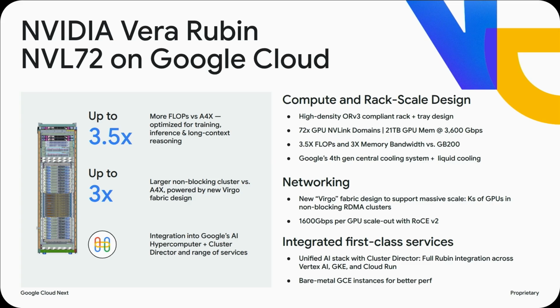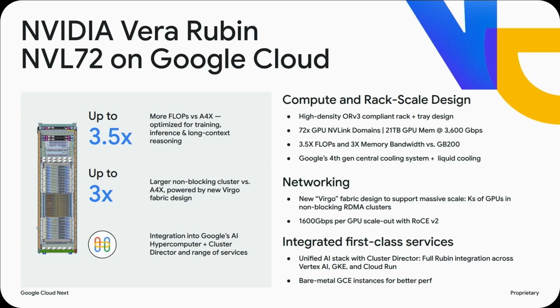So we are bringing a brand new innovation of Virgo networking that I'm going to dive deeper into in a minute. We combine that with advanced cooling systems that Pramod talked about. This system is going to use the 4th generation advanced cooling that's innovated at Google. And then these systems are seamlessly integrated with our AI hypercomputer architecture and software systems like Cluster Director, so that the management of these systems is easy.